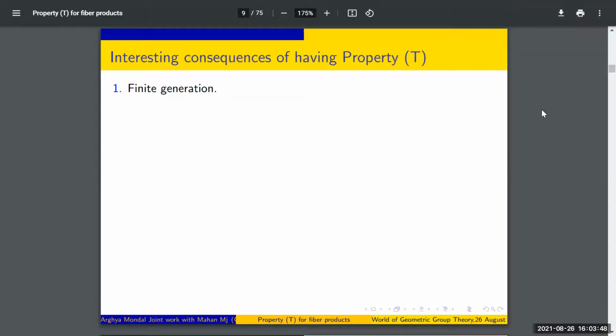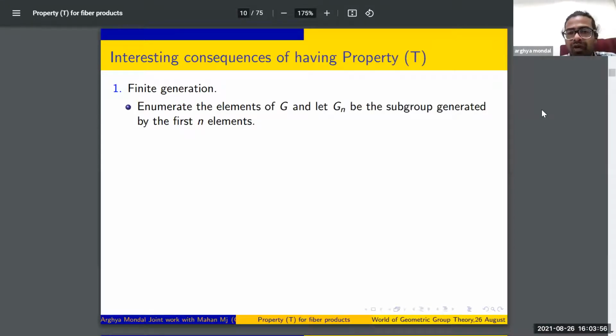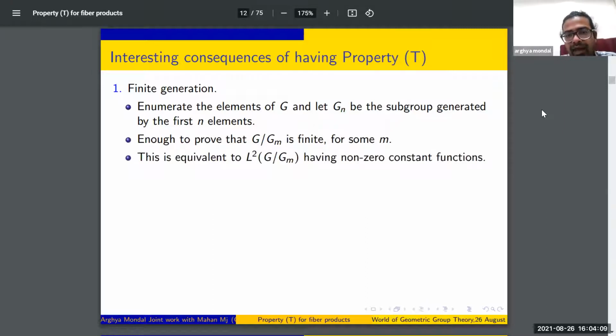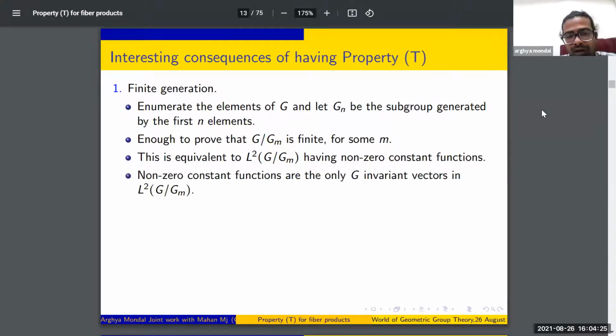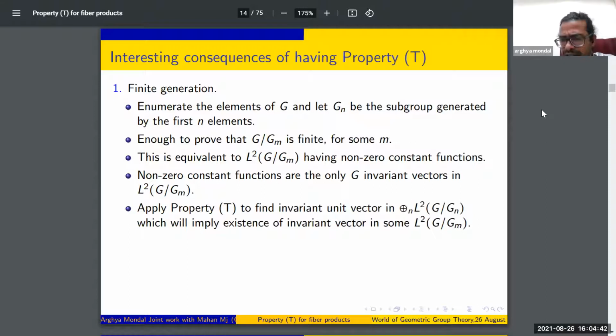If you're wondering how representation theory comes into the picture while proving finite generation, let me give you the outline of the proof. You enumerate all the elements of G and let G_n be the subgroup generated by the first n elements. Then it is enough to prove that G mod G_m is finite for some m. This is equivalent to saying that the L2 space of G mod G_m has non-zero constant functions, because non-zero constant functions are square integrable if and only if the space is finite. So what you are looking for is actually a G-invariant vector, because non-zero constant functions are the only G-invariant vectors in L2 of G mod G_m, because the action is transitive. Then you apply property T to find an invariant vector in the direct sum of all these representations, which will imply the existence of an invariant vector in some L2 of G mod G_m. And that is the proof.